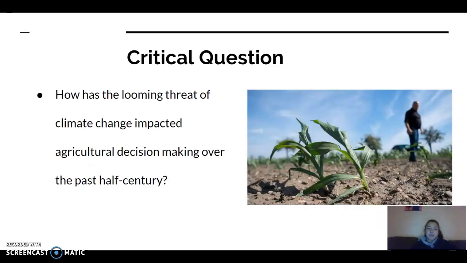This led us to a major question at hand. How has the looming threat of climate change impacted agricultural decision-making over the last half-century? One answer we have here is that there wasn't any decision-making actually happening, because farmers may have not believed in climate change. They might have thought it was just a natural phenomenon. While others looked into new ways they could make scenarios where they could change the way they farmed and the crops they produced to help with their yield and to see how the different reactions would work.